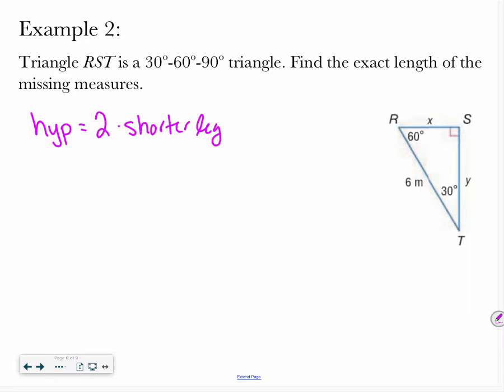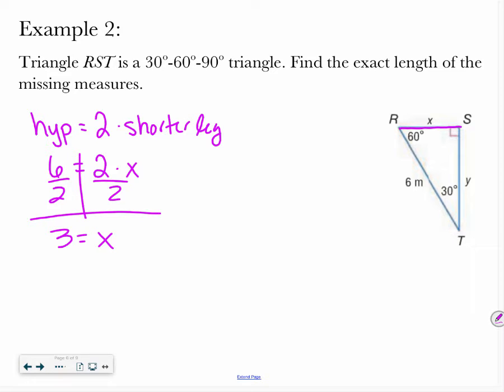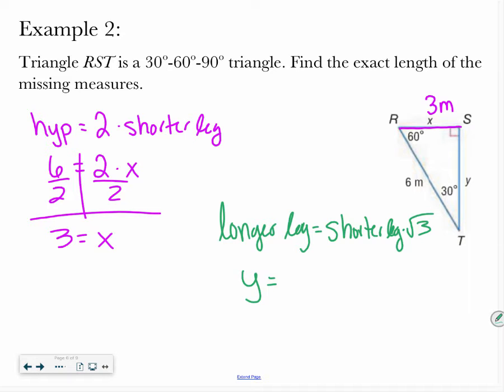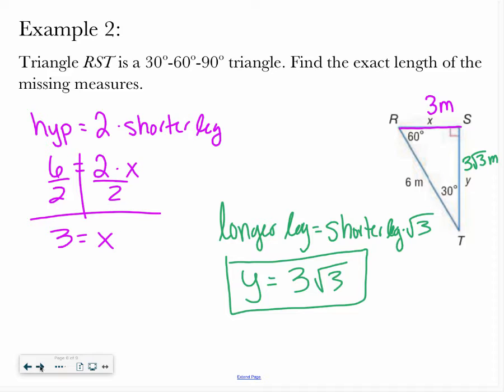So here we know our hypotenuse is 6, and we want to find our shorter leg, which in this example we are calling x. So in order to find that, I can divide both sides by 2, so I know my shorter side equals 3 meters. Then if I want to find the longer leg, it equals the shorter leg times the square root of 3. So my longer leg is y, my shorter leg is 3, and I want to multiply that by the square root of 3. So my length would be 3 square root of 3 meters for my long leg. That's all I have to do for those problems.